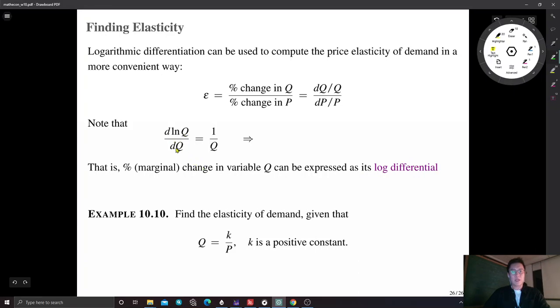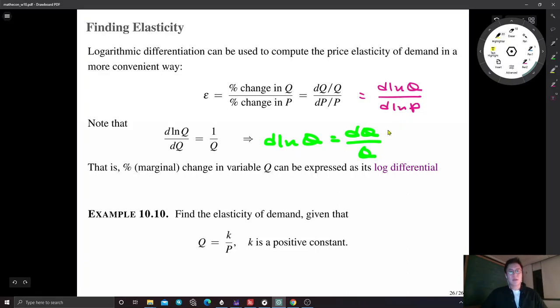So d ln q over dq, the derivative of a natural logarithm, is equal to the reciprocal. So from that, we obtain d ln q equals dq over q. So the growth rate of variable q, in other words, percentage change in q, can be expressed as log differential. So using the same idea, we can define elasticity as d ln q over d ln p, the ratio of two log differentials. So now using this new formula, let me compute price elasticity given this market demand function.